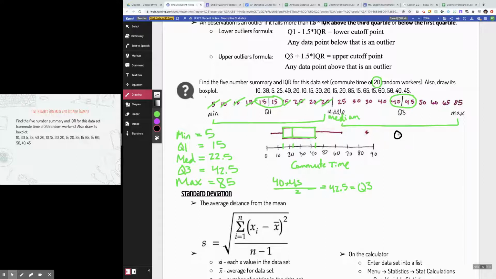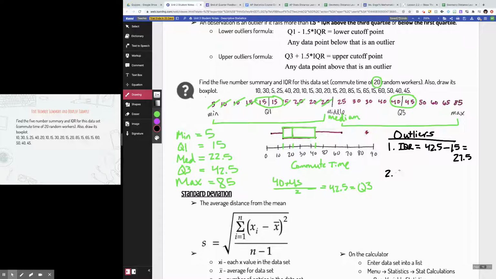Okay, so here are your outlier calculations. Outliers is not spelled with a Q. To calculate outliers, step 1 is to find the IQR. IQR is Q3 minus Q1, so 42.5 minus 15, which is 27.5. So that's step 1, find the IQR.